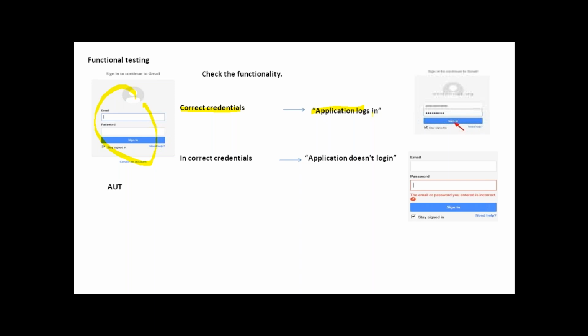For the same Gmail application, you can check if you're able to compose the mail, delete the mail, change the password, change the theme, create the folders. Like this, there are probably n number of functionalities you can check. So it all comes under functional testing, something that you can do from the front end.